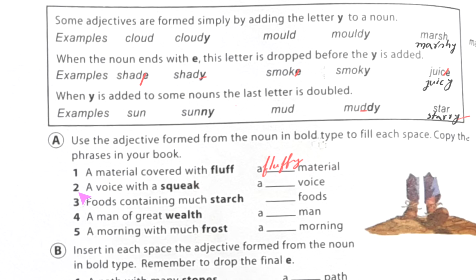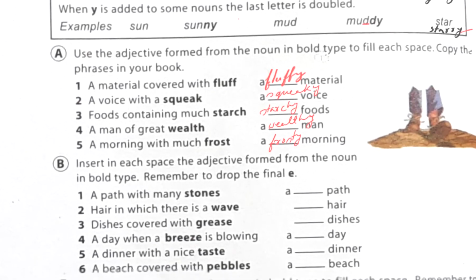Next one, see number 2. Here it is written, a voice with a squeak. I will just add Y with this word. So a squeaky voice. So write it here, squeaky voice. Next one, number 3, foods containing much starch. So it will be starchy food. Number 4, a man of great wealth, a wealthy man. Next one, a morning with much frost. So it will be a frosty morning.